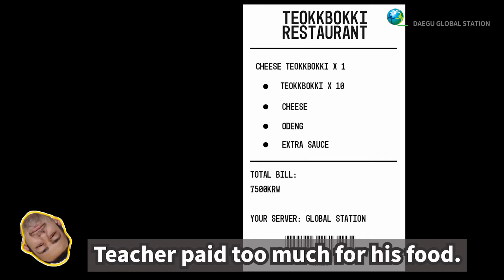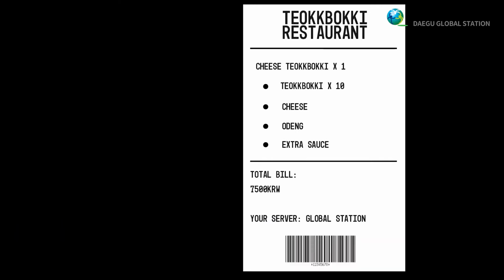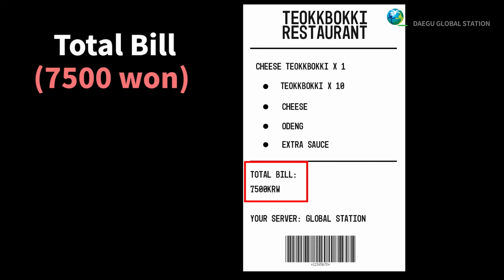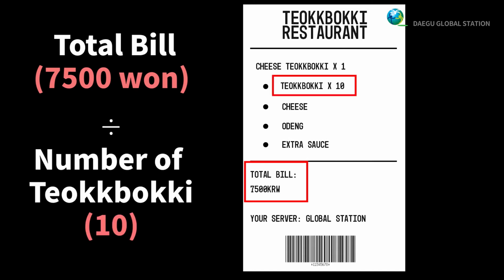We are now going to find out how much each individual tteokbokki costs. You can see the total amount at the bottom, which is 7,500 Korean won, and you can also see how many tteokbokki there are inside my cheese tteokbokki. So, to find out the cost of each tteokbokki, we simply need to divide the total amount by the number of tteokbokki. So, let's do this in Python.